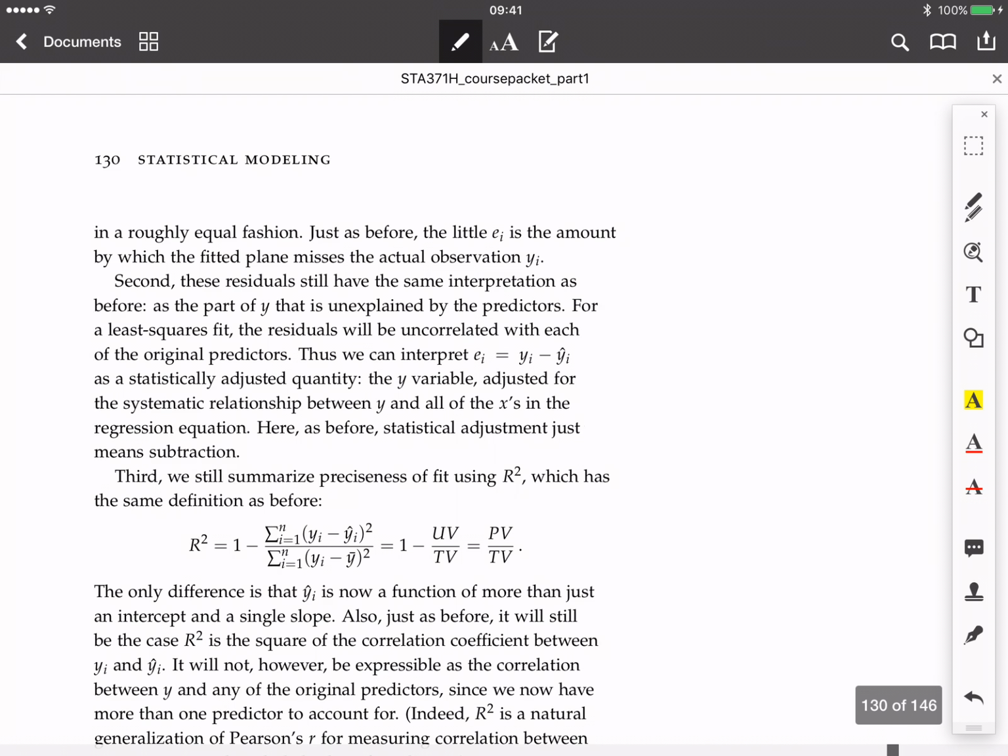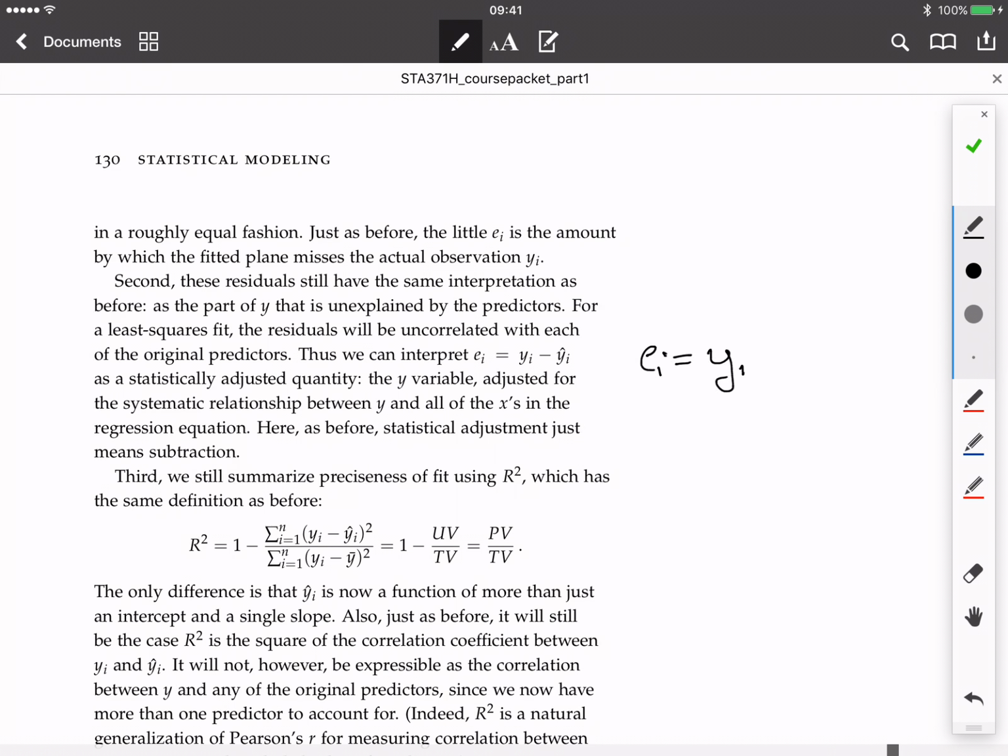Another thing that stays the same is the interpretation of the residuals. The residuals still have the interpretation that they are the part of y that is unexplained or unpredicted by the variables in the model, on the right-hand side of the model, the p different x variables. So we can still interpret this residual, e_i equals y_i minus y hat i, as the outcome variable adjusted for all of the systematic effects in the x variables, except now there's more than one of them. So we are statistically adjusting for more than one thing at once.